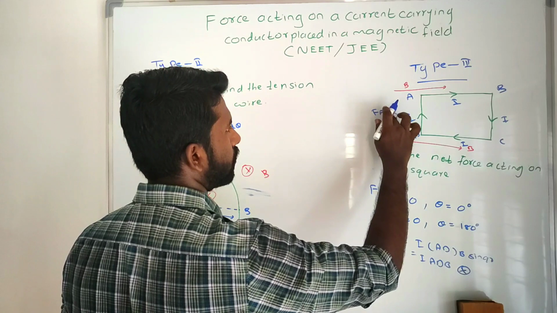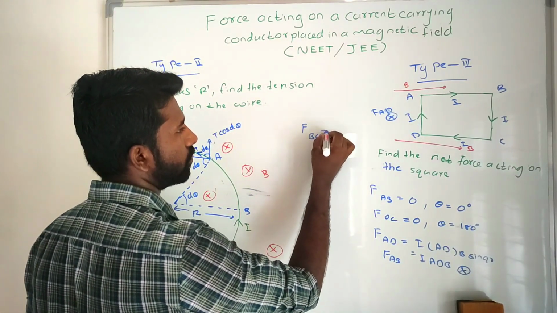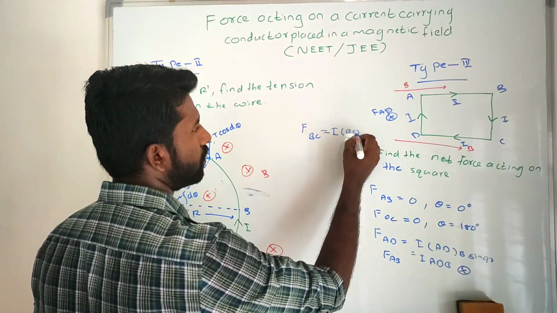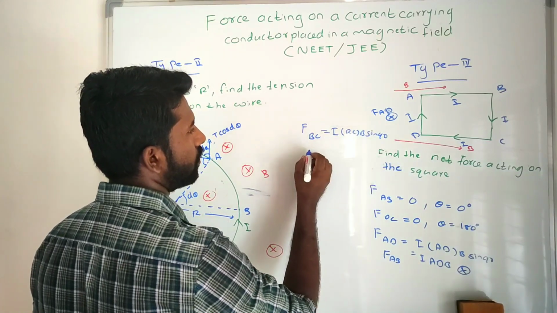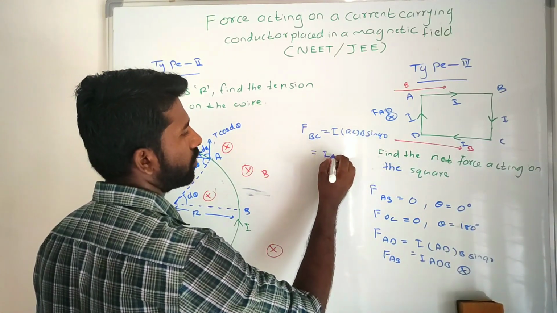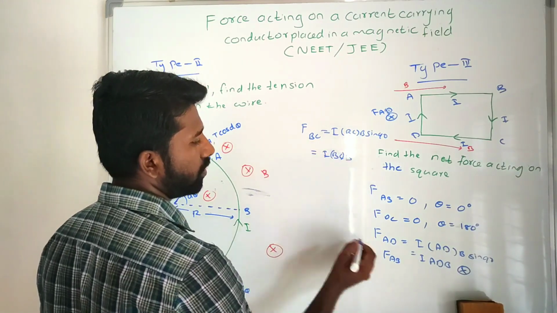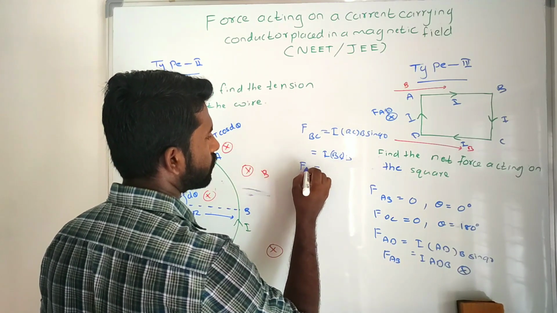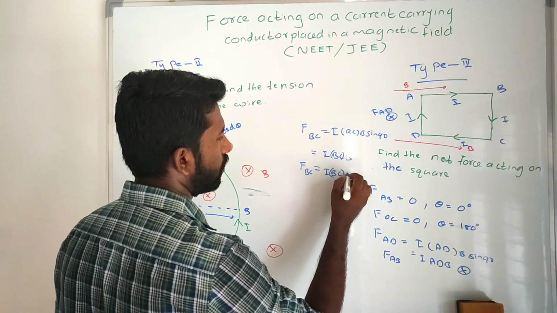Then next I am going to find out the force acting on BC. Force acting on BC is how much? That is I into BC B sin 90. So sin 90 value is to be 1. So I BC B we will get. What about BC and AD? BC and AD are same in magnitude. So FBC is equal to I BC B.